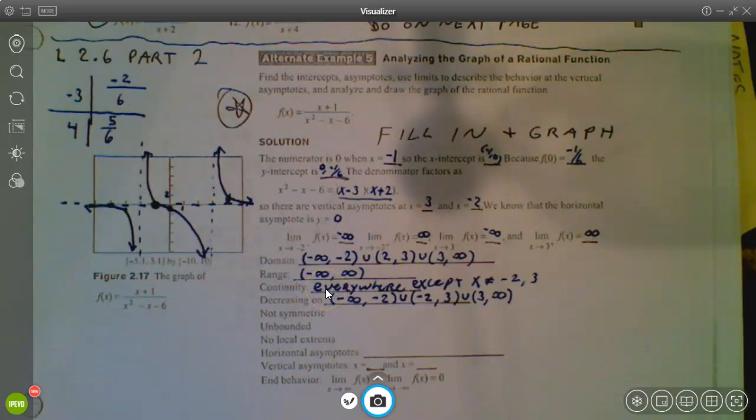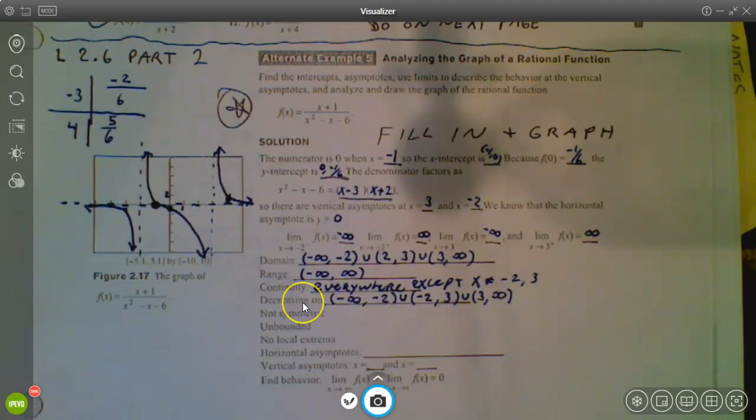As far as continuity goes, a couple ways you could say this. Even though the entire graph is not continuous, right? There's a break here, there's a break here, so it is not continuous everywhere, but within little areas it is continuous. So this graph is continuous everywhere to the left of negative 2. It is continuous everywhere between negative 2 and positive 3. It is also continuous to the right of 3, right? And so here's one way that we could say that it's continuous at all values except at negative 2 and positive 3. Where is it decreasing?